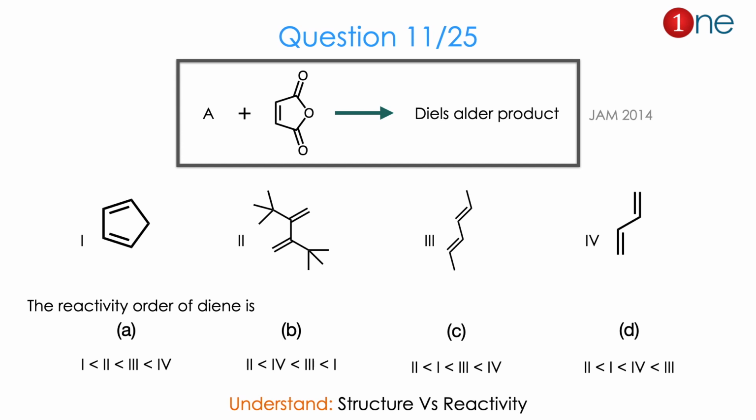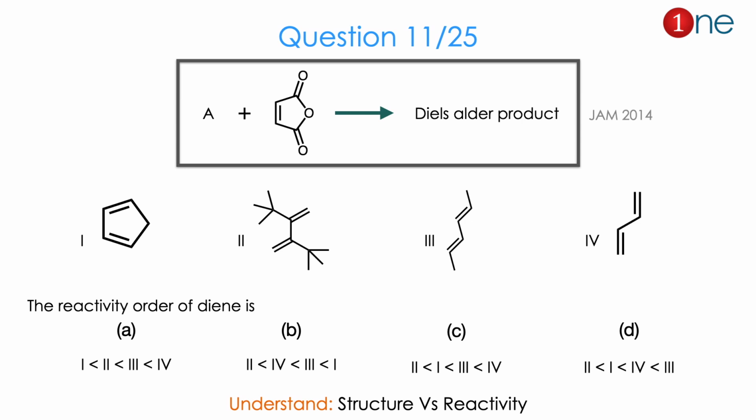Then let us look at the next question. The starting material is maleic anhydride. You have to get the Diels-Alder product. Given the 4 different dienes, which are a cyclic one, a multi-branched one, and a linear one, just simple dienes, you have to find the reactivity order among them. So you have to find which one is higher, which one is lower.